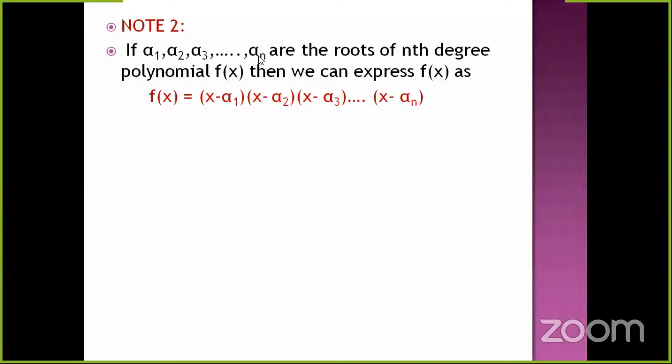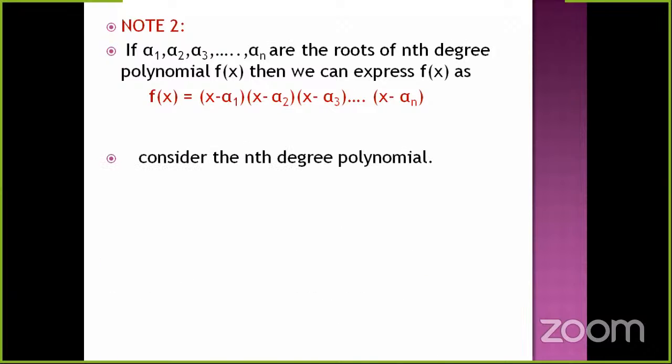Whenever the roots of a polynomial expression or equation are given, we can build up the equation of the polynomial from the roots. Here, since alpha 1 is a root of f of x, x minus alpha 1 is a factor of f of x. Similarly, if alpha n is a root of f of x, x minus alpha n is a factor of f of x. So, if any alpha is a root of f of x, we can say that x minus alpha is a factor of f of x.